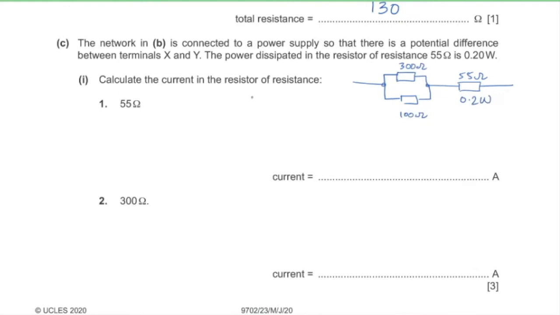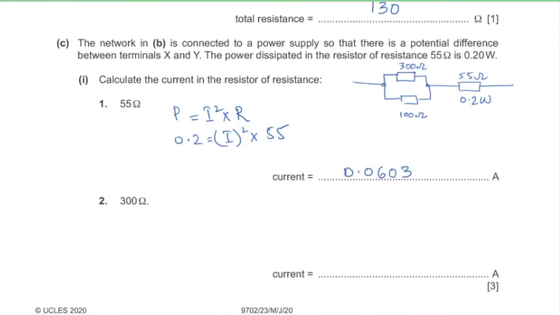Part 1, calculate the current in the resistor of resistance 55 ohms. So power dissipation is equal to I squared R. Power dissipated was 0.2, I is unknown to us, and the resistance is 55, and you get a current of 0.0603 amperes.